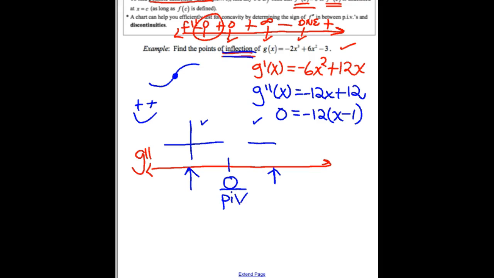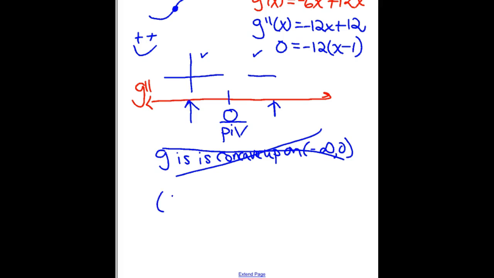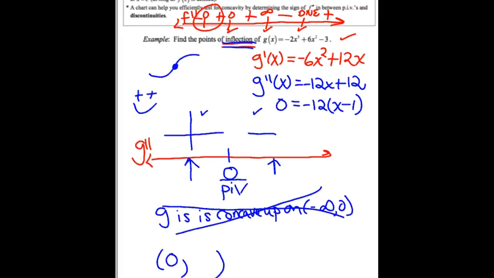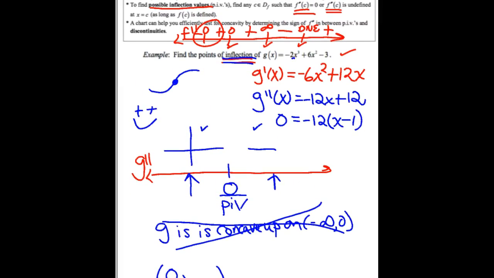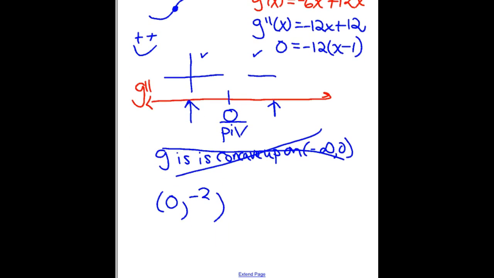So I would say that g is concave up on negative infinity to 0. Did it ask for inflection value? Oh, it didn't ask me concavity. It says inflection point. So I would say that 0, comma. Now when it asks for the inflection point, it needs a point. 0 is called the inflection value. The 0 being put into the original function would be at 0, negative 3. We'd say 0, negative 3 is an inflection point.